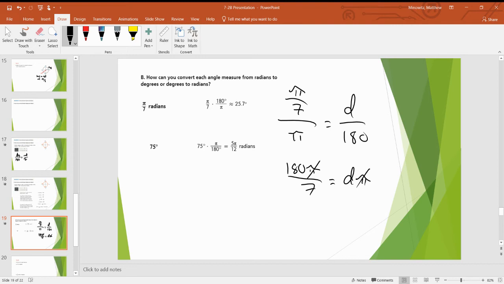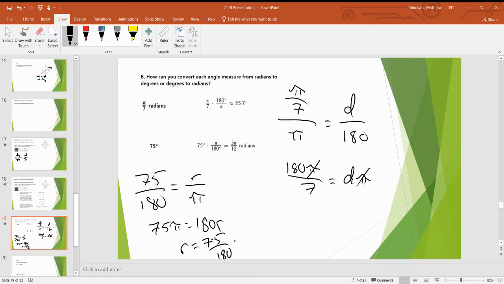75 degrees convert to radians, I can do the same thing, where 75 over 180 is equal to how many radians over pi. Now in this case, I'm going to do cross product and then isolate the variable. So I get r equals 75 over 180 times pi. I can leave my answer like that. I can simplify it to 5/12 pi as well.